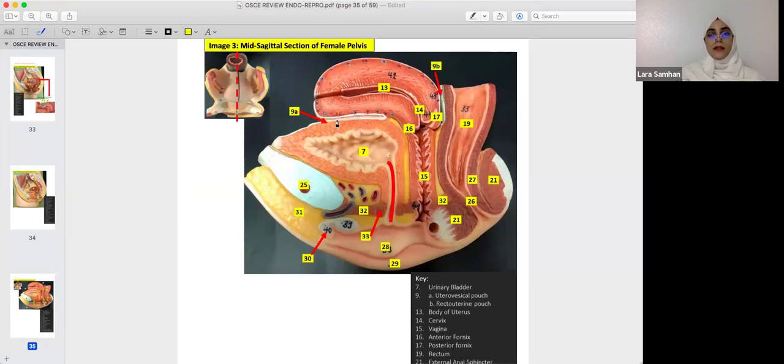If we have pouch in here, we also have pouch all the way posterior to the uterus. This is called the recto-uterine pouch. Why is it recto? Because the rectum is all the way here, and the uterus is here, so it's recto-uterine pouch. So you have pouch all the way in here, and pouch all the way in here.